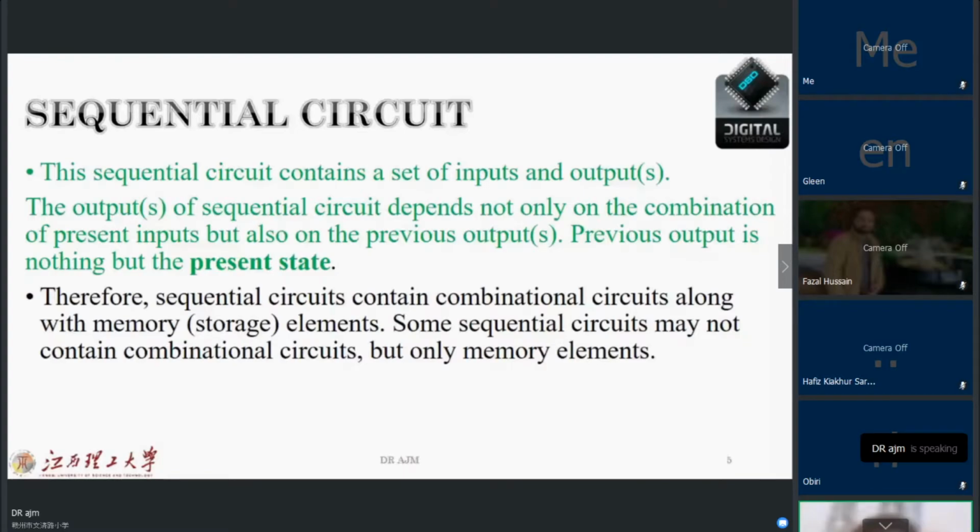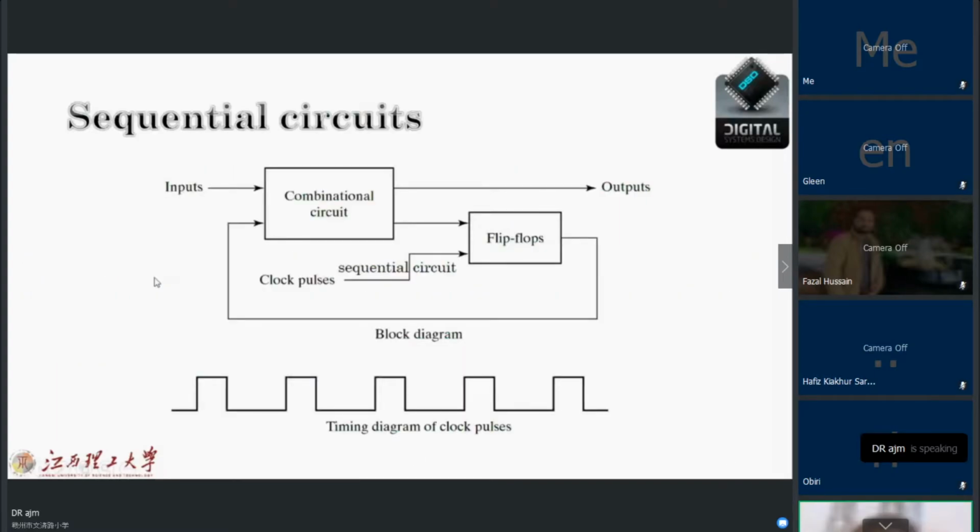Therefore, sequential circuits contain some combinational circuits along with a memory or storage element. Some sequential circuits may not contain combinational circuits, but only memory elements. Again, in these circuits, we have input, combinational circuits, and output, but we have some loop or feedback here.